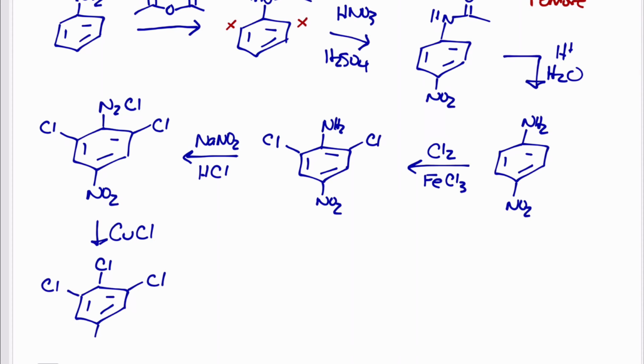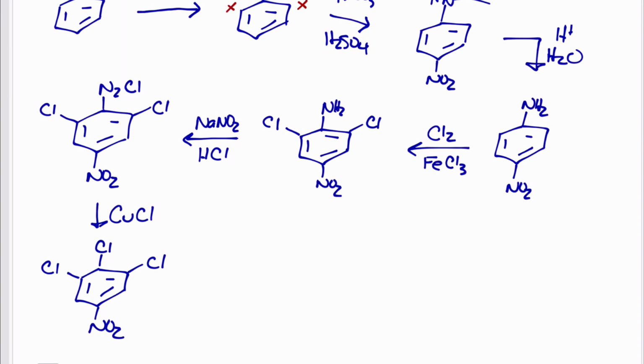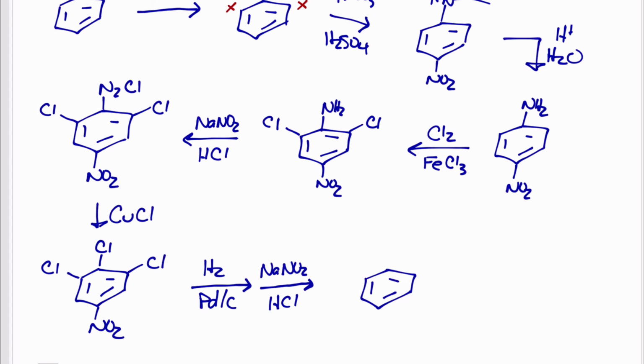So from here we have the three groups we want on the ring, but now we need to get rid of this nitro group which we used as a blocking group. So what we need to do is get this to a diazonium ion. So first we'll reduce the nitro to an NH2. From there we'll add NaNO2 and HCl. Now we have the diazonium ion.